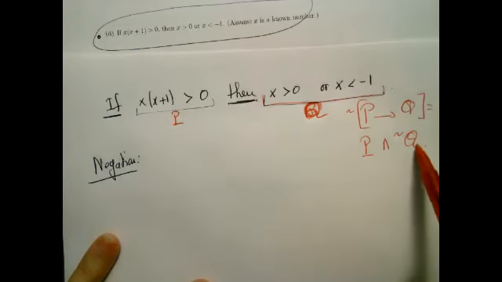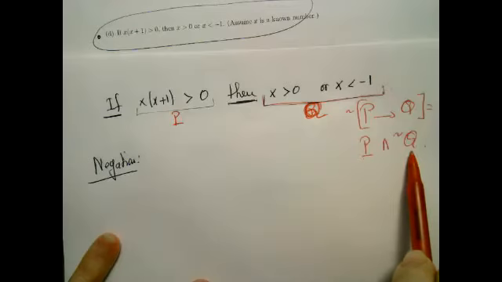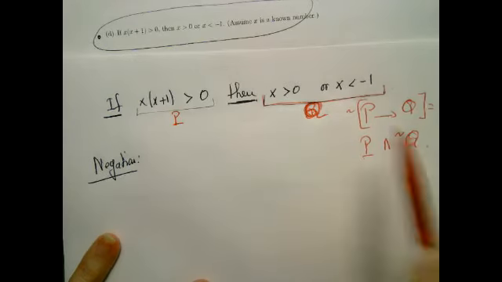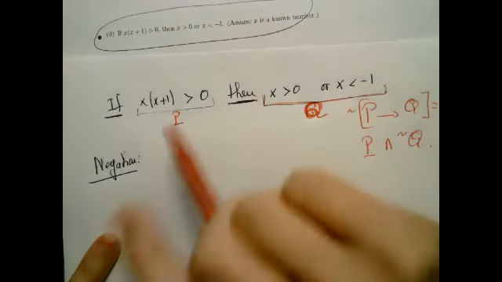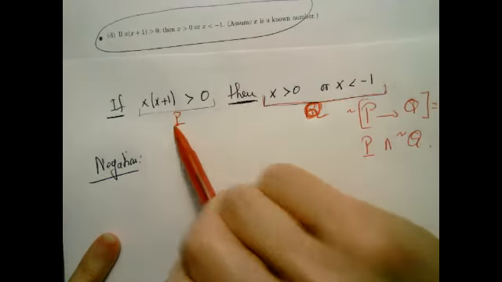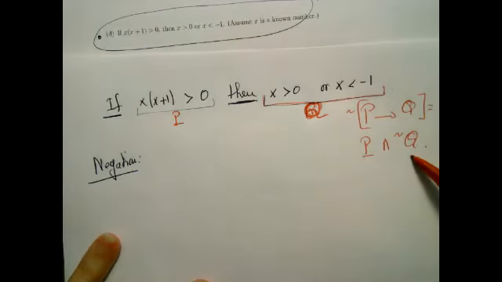So how can an if-then statement be false? The negation is how it can be false. It can be false if P is true and Q is false, which means non-Q is true. So the negation should capture how your statement could be false: in the situation where this is true and this is false. P is true and non-Q is true.